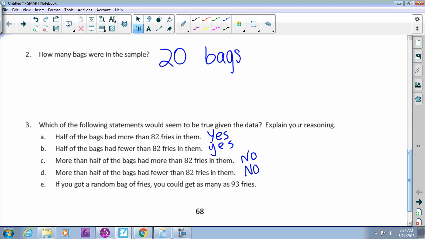All right, and then the last question, if you got a random bag of fries, you could get as many as 93 fries. Yeah, why not? Especially if you know the person bagging the fries. Okay, I'm just kidding.